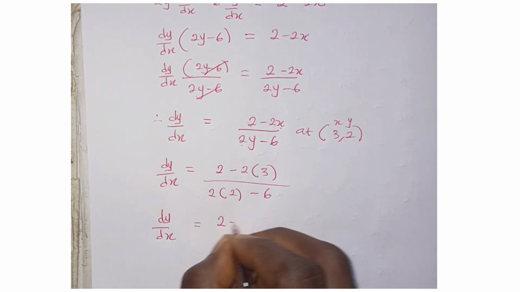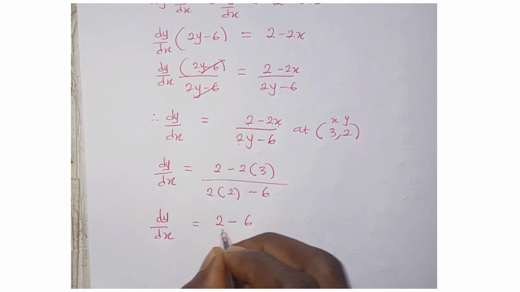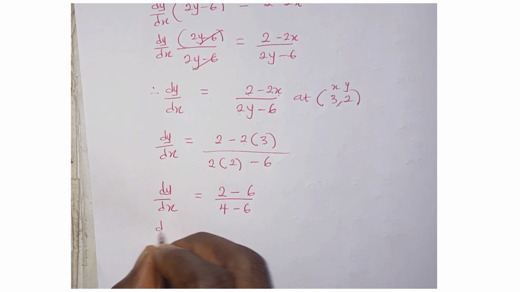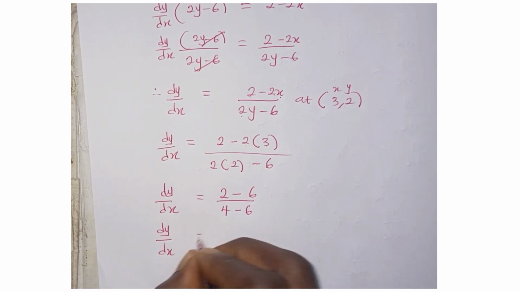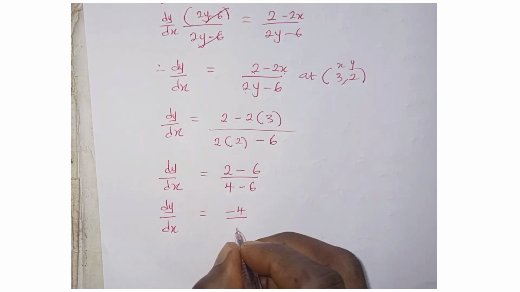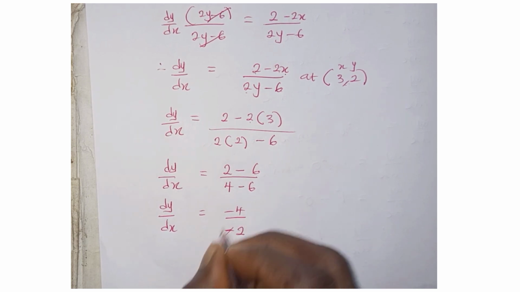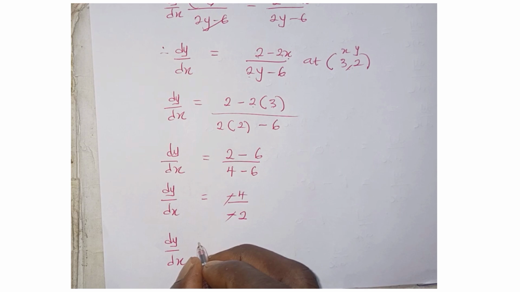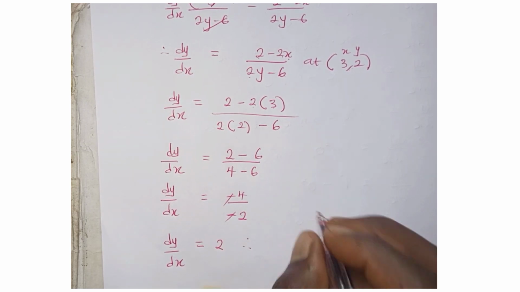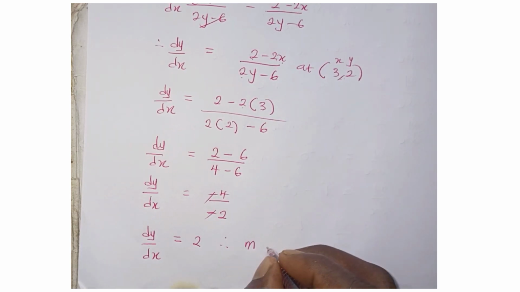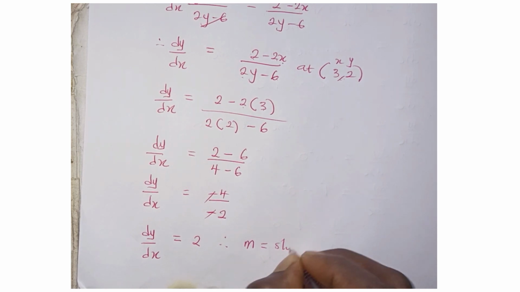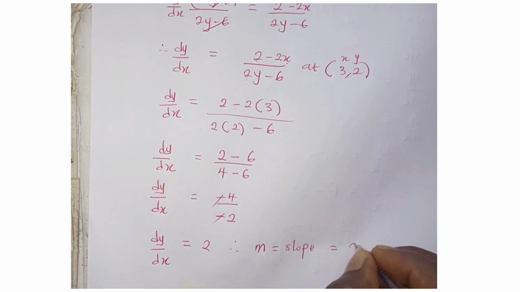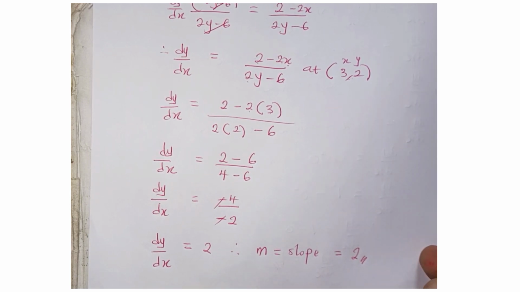Automatically, dy/dx will now be 2 minus 2 times 3, which is 6, over 2 times 2, which is 4, minus 6. So in conclusion, 2 minus 6 is minus 4, and 4 minus 6 is minus 2. The minus cancels, and minus 4 over minus 2 is 2. So dy/dx is equal to 2. Therefore, slope means m, which is equal to 2. As simple as that.